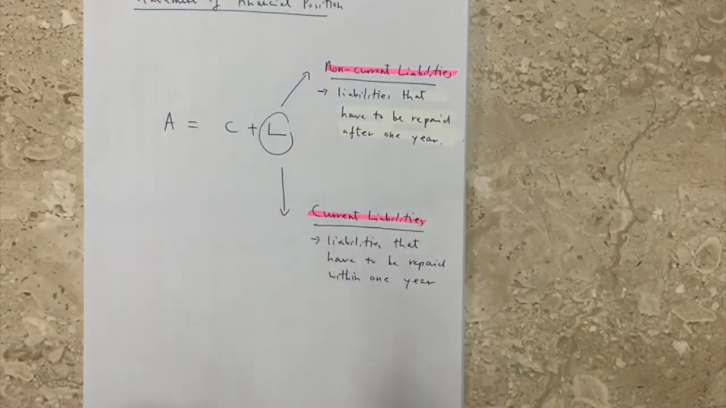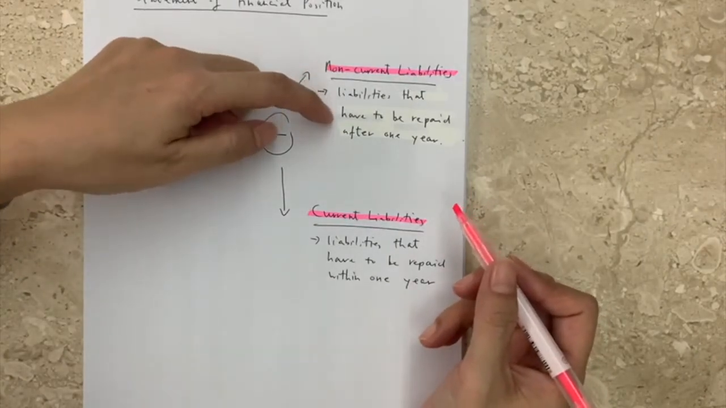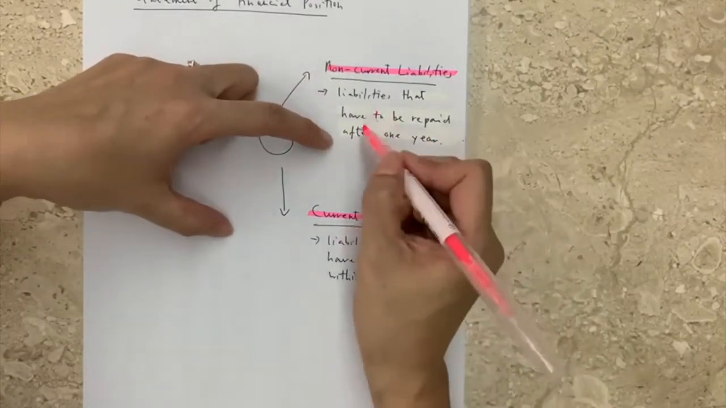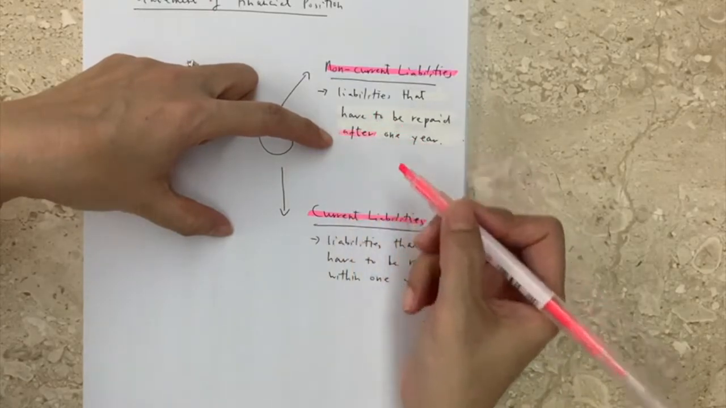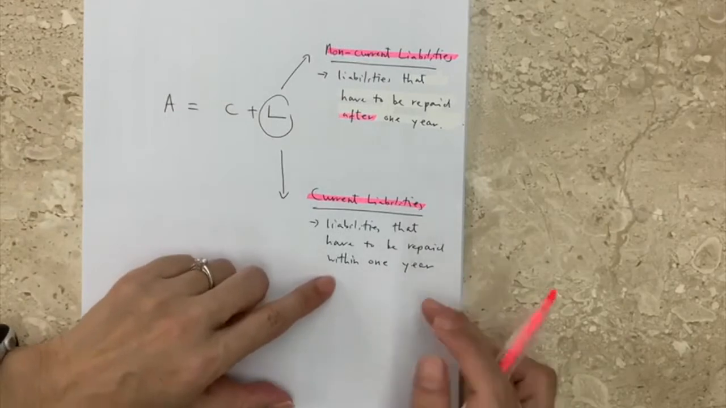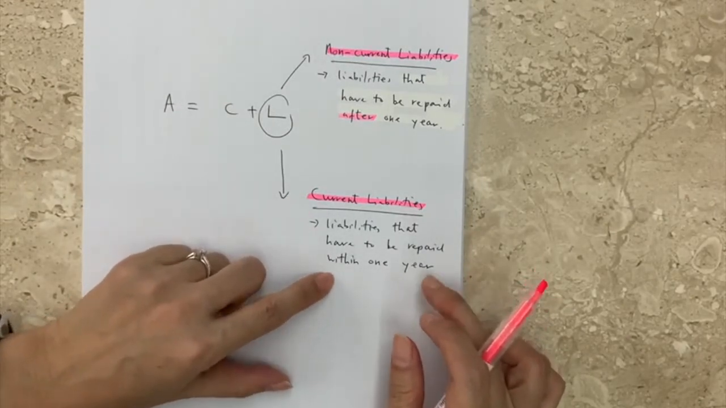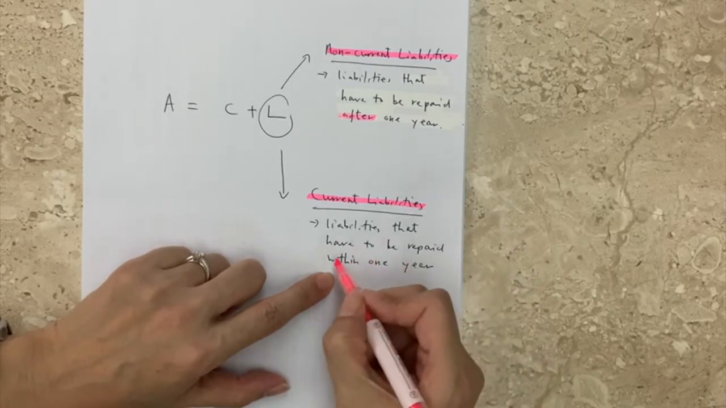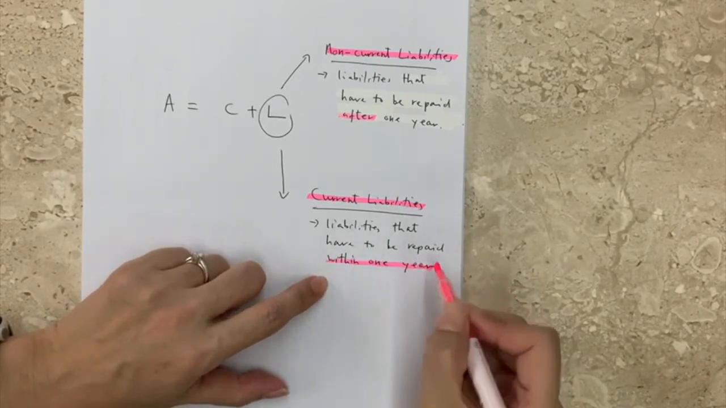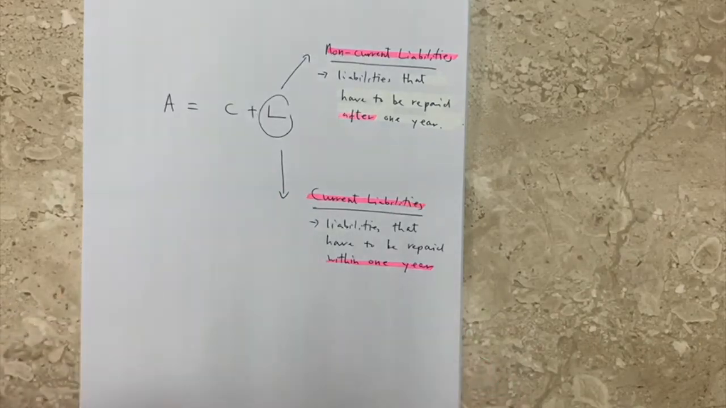Okay, so what is the meaning of that? Non-current liabilities means the liabilities that have to be repaid after 1 year. That means we don't need to pay this liability in the near future, but the one that we have to pay in the near future, we call that current liability. So how near is that? Which is within 1 year, we have to pay this kind of liability, then we call it current liability.